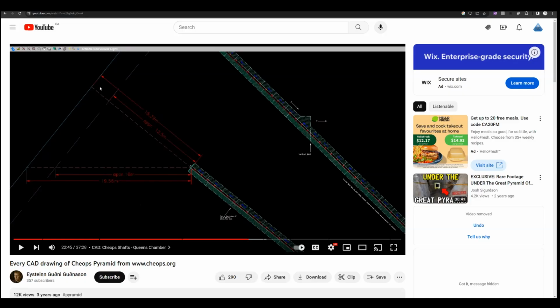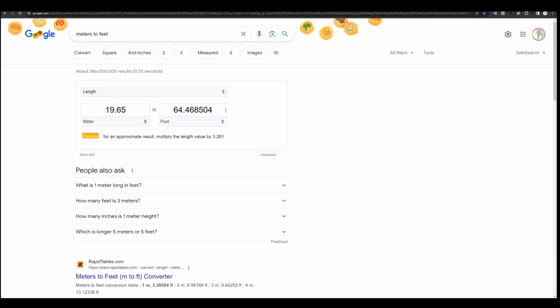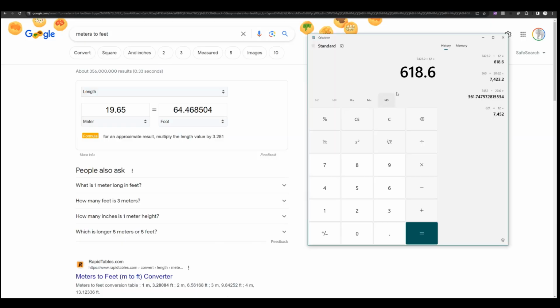So first we need to get it into feet, so if we throw it in here, that's the number of feet it comes out as. So let's go 64.46. We go to a calculator. Let's just clear this stuff off. So we're going to go 64.46 feet. If we multiply that by 12, it gives us the number of inches. Now to convert that to cubits, we divide by the number of inches in a cubit, which is about 20.62.